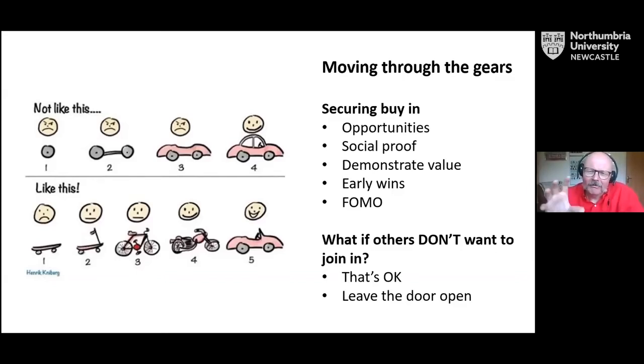And that was a bit of an early win that people could say, oh, there's something in this. And there's also a bit of FOMO there. Fear of missing out is an interesting driver of behaviour. As more people talked about it, others joined in because we were talking about it. So it was around our networks. And what if others don't want to join in? That's fine. People have got other thoughts on what works for them. No problem on that, but we are leaving the door open. If someone wants to join in with what we're doing, that's perfectly okay.